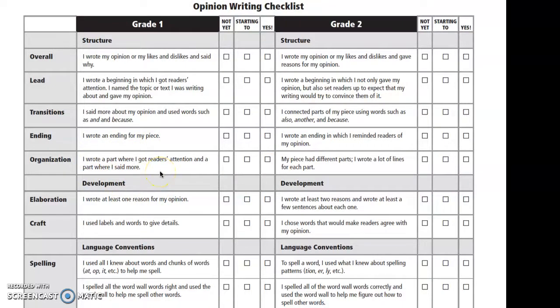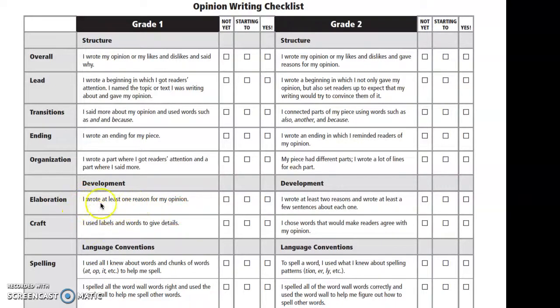Organization. I wrote a part where I got my reader's attention and a part where I said more. So let's think about that. I definitely tried to get my reader's attention in the beginning by putting those questions in. I definitely told more because I have three pages in my book review. So I can check that off.